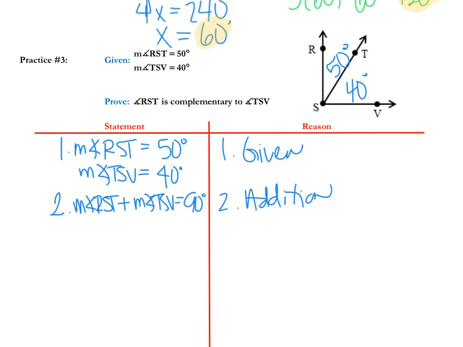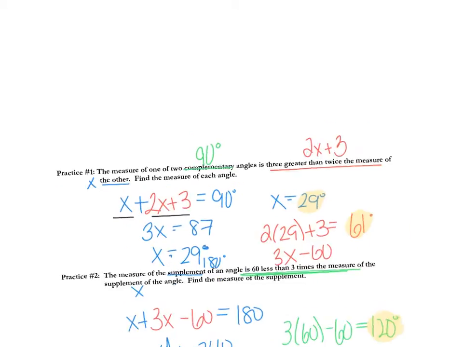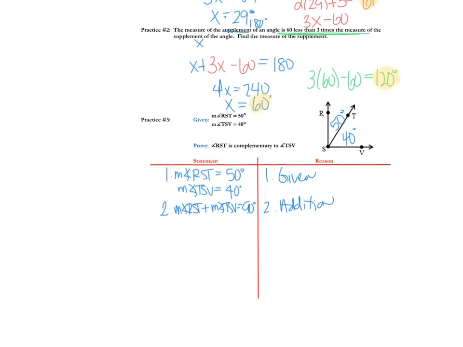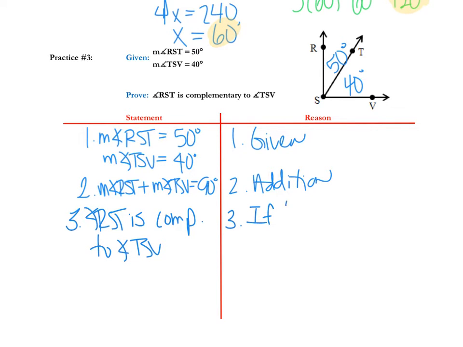So if we go back up to our definitions that you're trying to prove. So in our example, we would say that angle RST is complementary to angle TSV because if two angles have a sum of 90 degrees, then they are complementary.